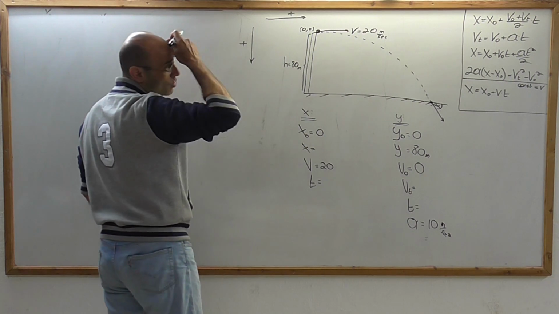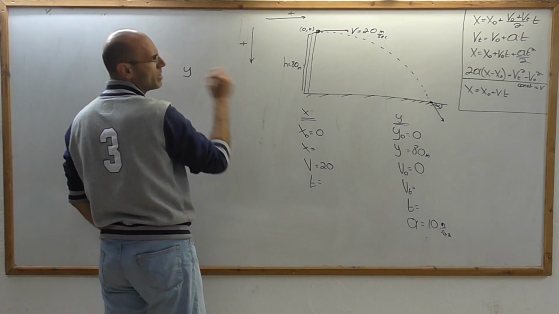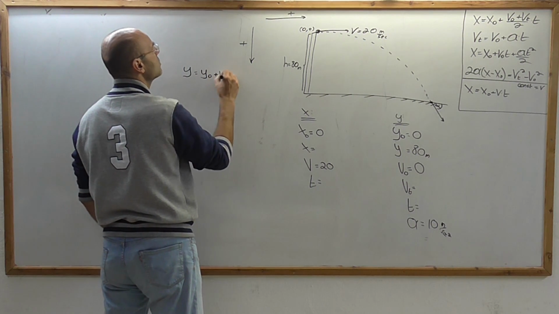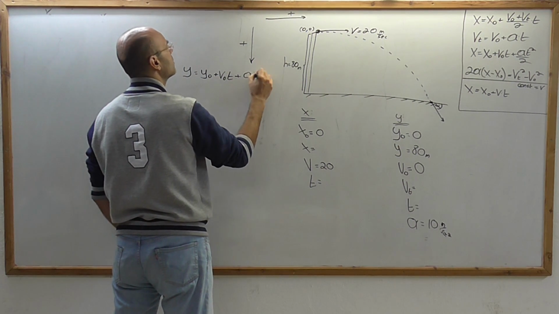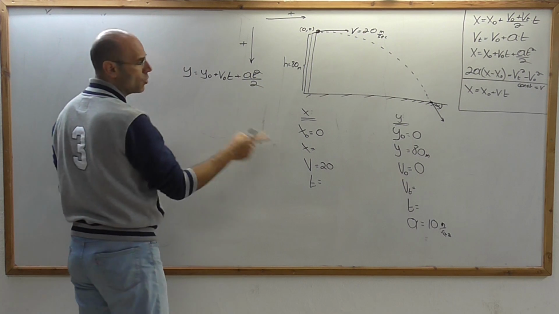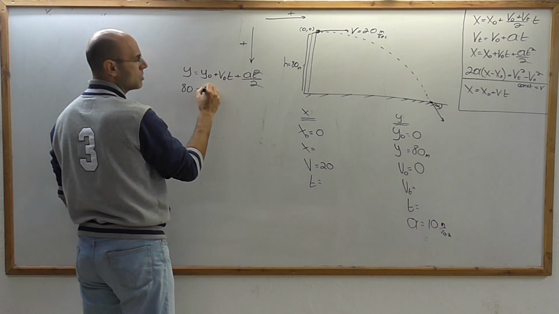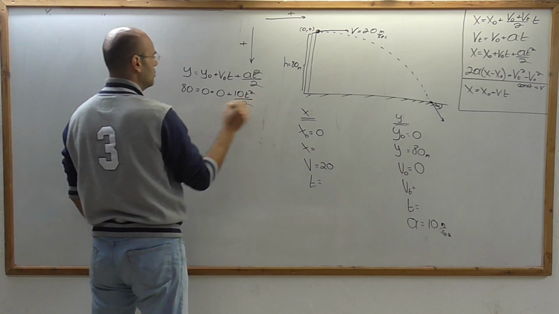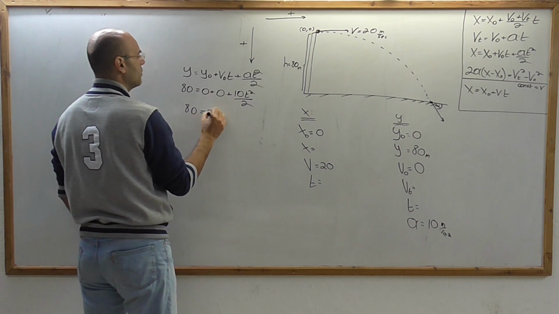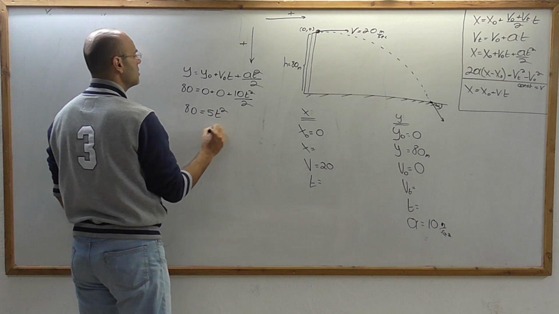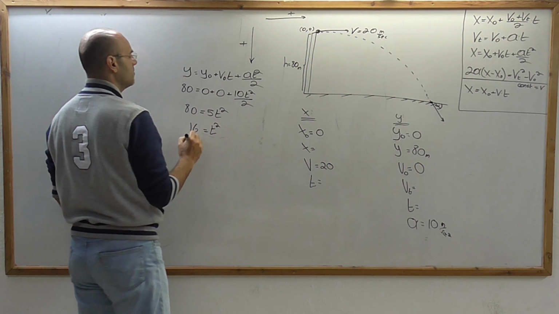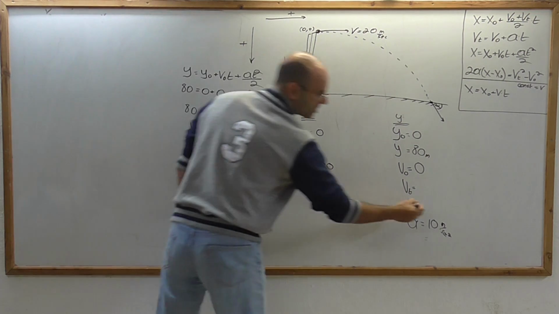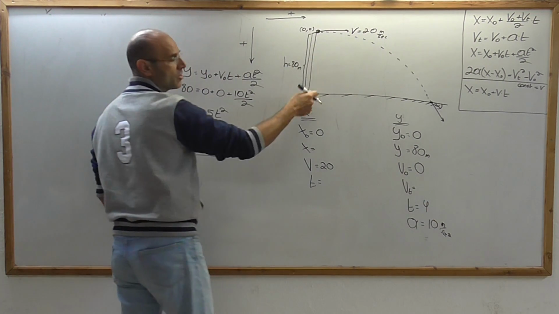I'll choose the third equation, only instead of x, I'll write the y. Y equals y0 plus v0 t plus a t squared over 2. Okay, let's write. So y is 80 equals 0 plus 10 t squared over 2. 80 equals 5t squared. T squared is 16. T is 4 seconds. It takes 4 seconds to reach the ground.